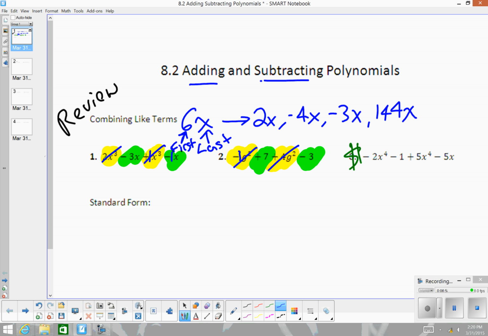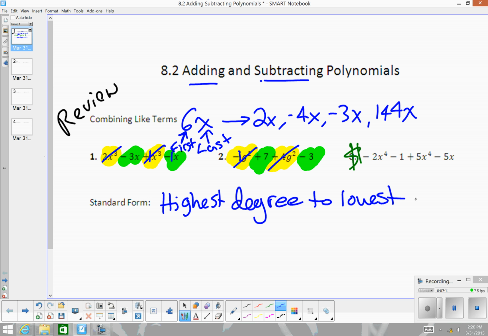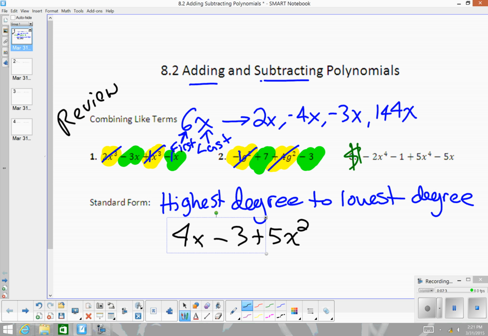So you're ordering those terms from highest degree to lowest degree. For example, let's say I had 4x minus 3 plus 5x squared, right? If I had those terms, now are they in order from highest degree to lowest degree?